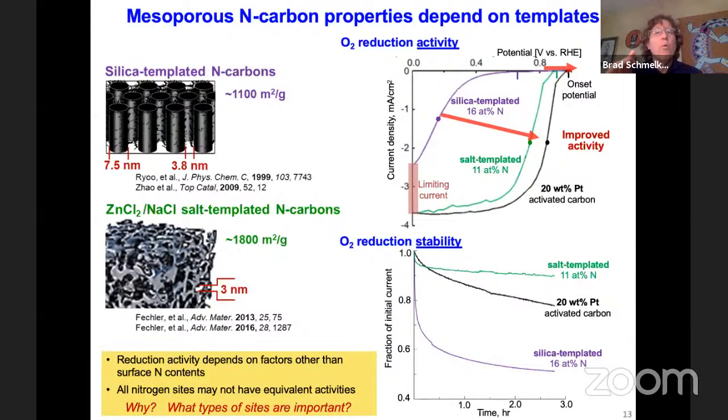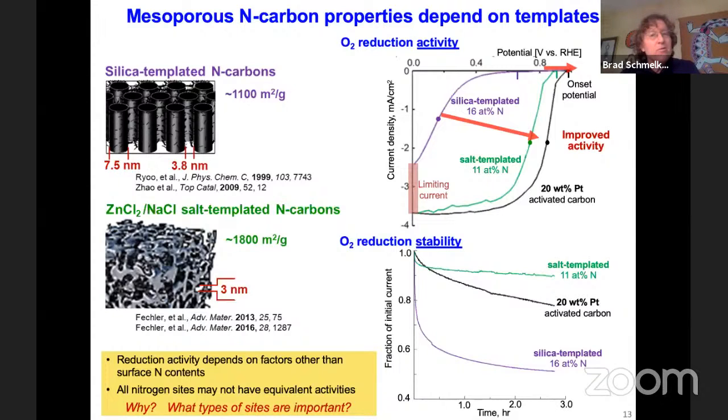Okay, so why? Well, this reduction activity depends on factors other than surface nitrogen content, that's for sure, because these 11 weight percent and 16 are actually the opposite of what you might expect. And so all nitrogen sites in these materials apparently may not be equivalent. And therefore, if they're not equivalent, they may have different activities for these electrochemical properties.